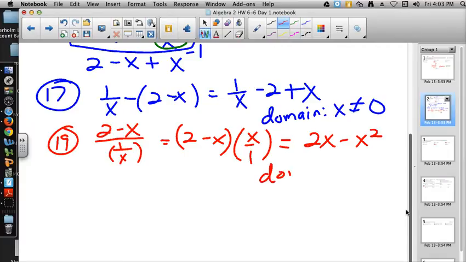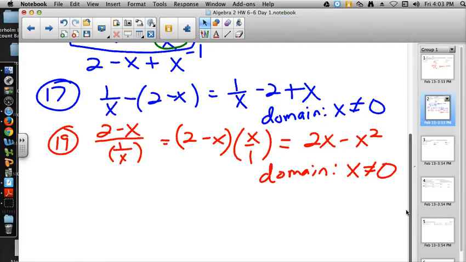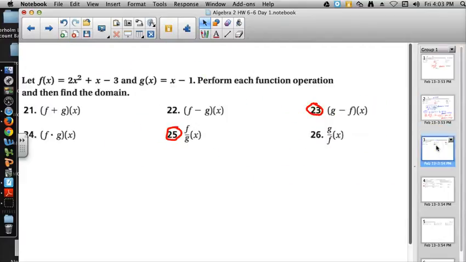And now we need to talk domain. Now, if we just looked at our final answer, we would have no idea that we can't use 0. If we gave somebody this formula and said, here, use 2x minus x squared, it always works, we would be lying, because the original functions that we put together worked for everything but 0. So we cannot allow somebody to use 0 in our formula. It will not work. All right, then the next ones I had here involved a little more division.